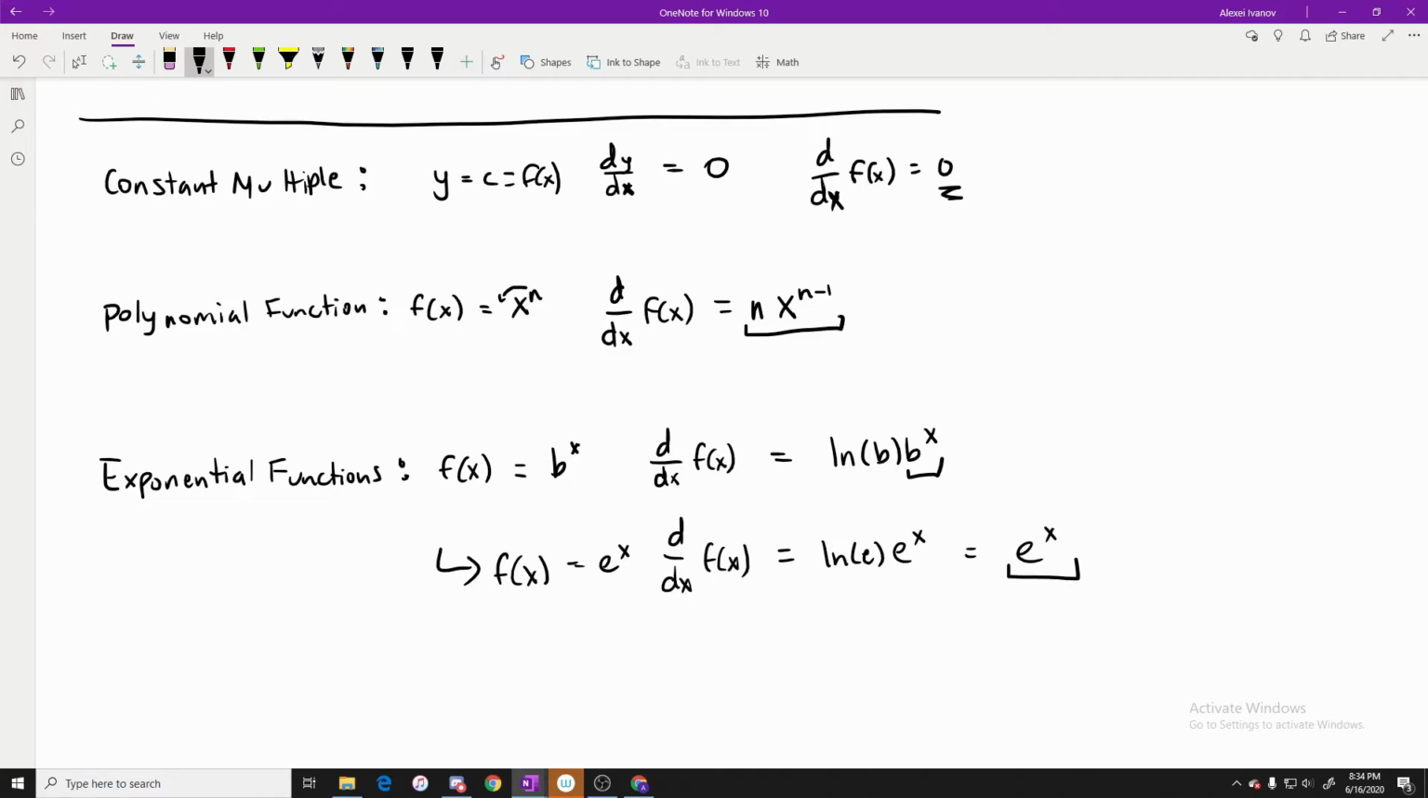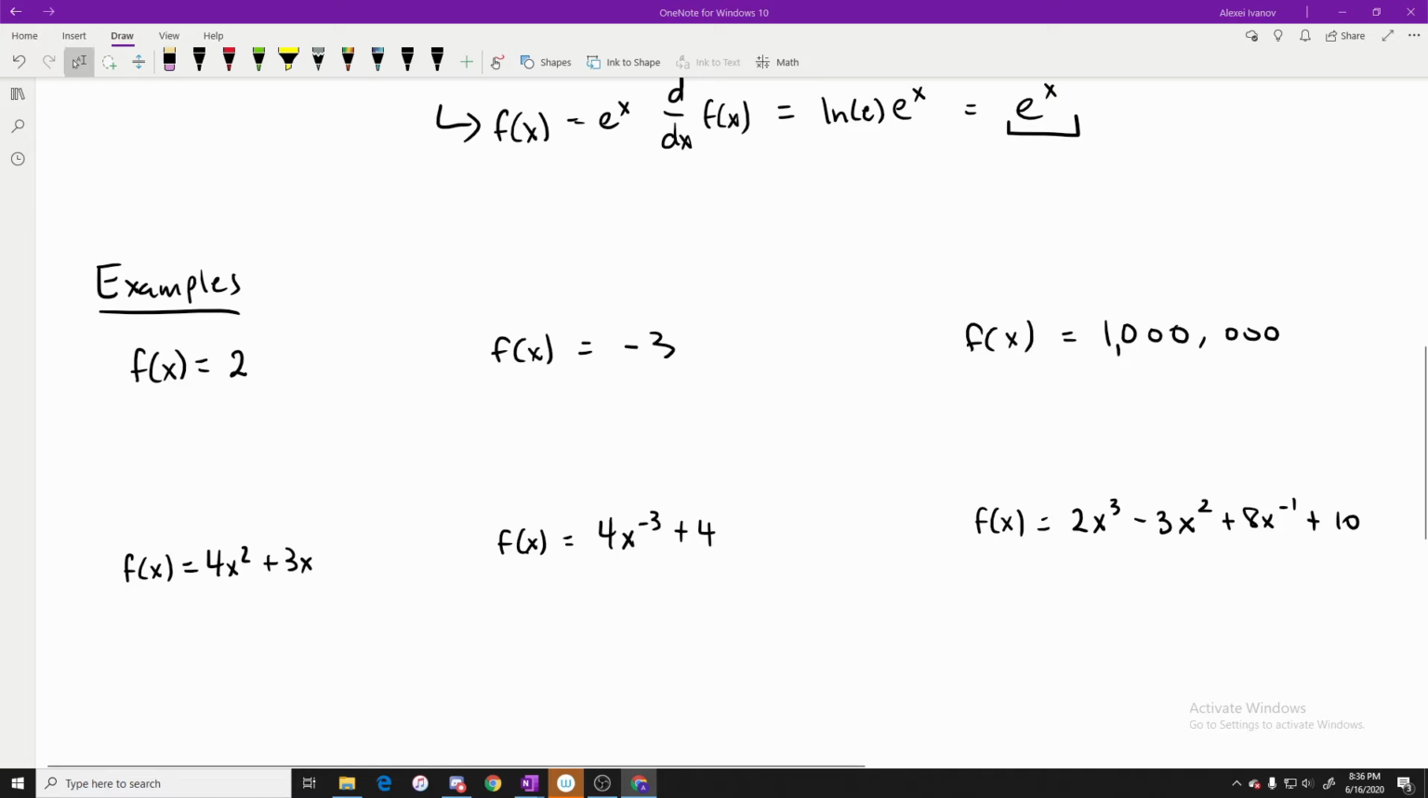So this is kind of cool. I'm not 100% sure if this is the only function that does this, but essentially the derivative of e to the x is just e to the x itself. So the derivative is the function itself, which is pretty neat. So here I have a few examples to basically solidify what we have learned.